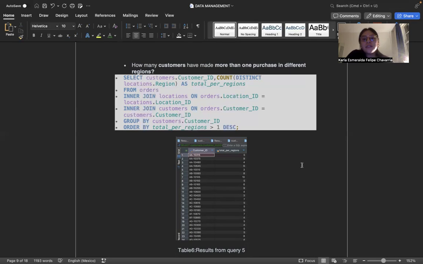because a customer could buy something, or could make a purchase in one region more than one time. So that's why we're using distinct.